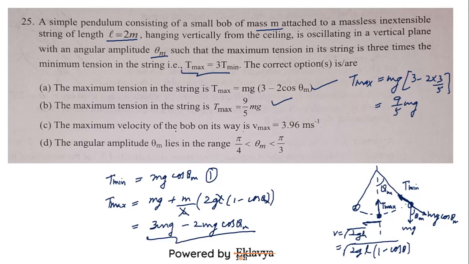Maximum velocity of the bob on its way is this much. Again we have to put values here. So Vmax will be equal to root of 2 into g into L, which is given to be 2, into (1 minus cos theta). So 1 minus 3 by 5 will become 2 by 5.